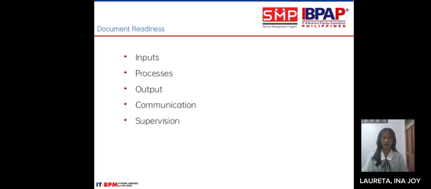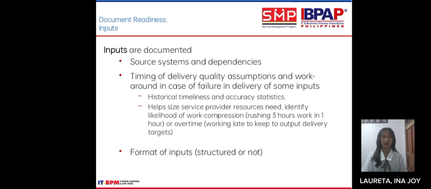It includes the following definitions: inputs, processes, output, communication, supervision. Inputs are documented: source systems and dependencies, timing of delivery, quality assumptions, and workarounds in case of failure in delivery of some inputs, historical timeliness and accuracy statistics, and half-size service provider resource need. Identify likelihood of work compression, rushing 3 hours of work in 1 hour, or overtime working late to keep to output delivery targets. Format of inputs is structured or not.